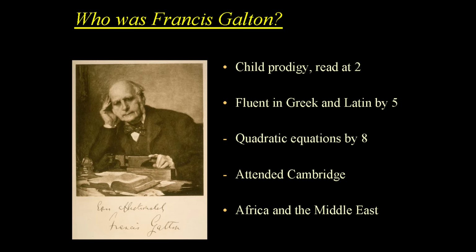He attended Cambridge University in the UK, which was at the time and remains the premier institution in the UK. And he traveled extensively in Africa and the Middle East, which is what rich people did in the UK for lack of anything else to do. And as you know, Darwin was also taking journeys at the same time. Darwin was traveling in the Galapagos Islands to collect fossils and look at birds to collect evidence for his theory of evolution, and Francis Galton also traveled.